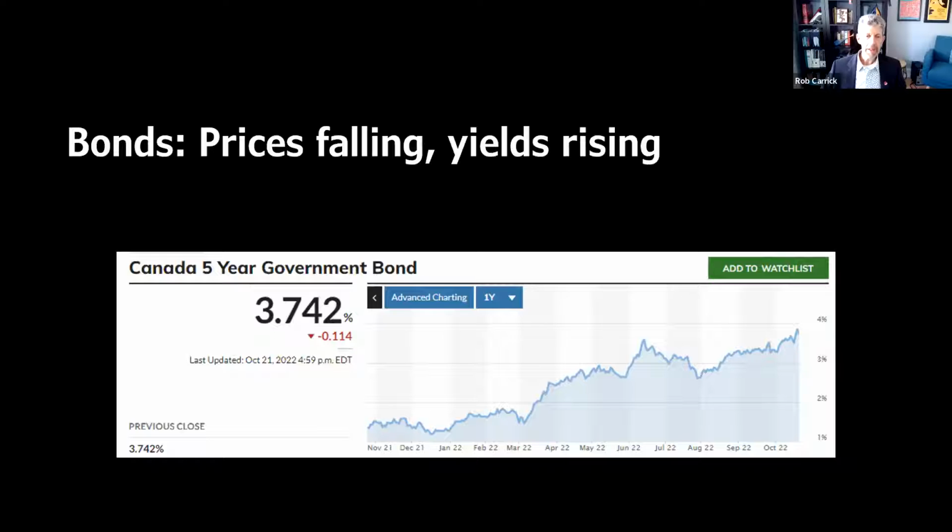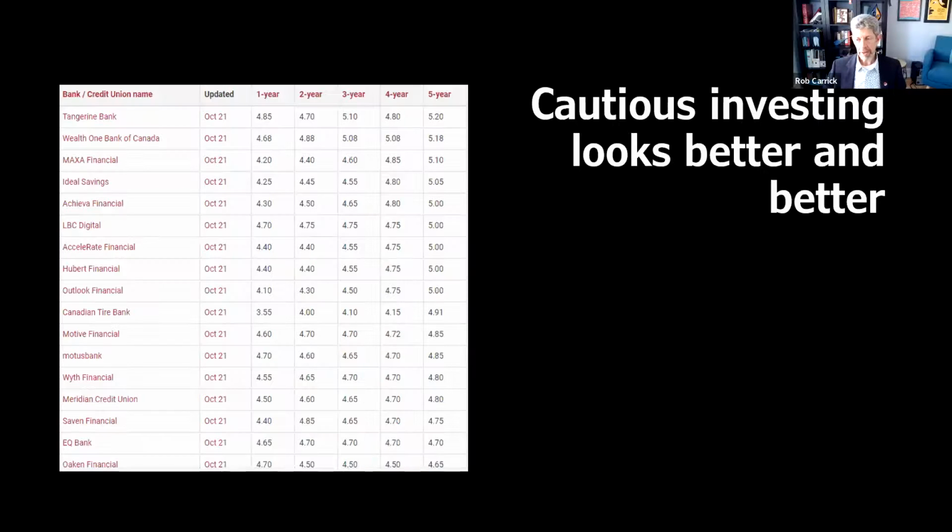So what do rising bond yields mean? It means that if you were to buy a bond today, you could get a much higher yield than you did 1 year ago. So prices of bonds are declining, and the way we can put that to use in our portfolios is to buy new bonds which have much higher yields, or we can buy guaranteed investment certificates. The outlook for cautious investing or saving through GICs is phenomenally good right now.